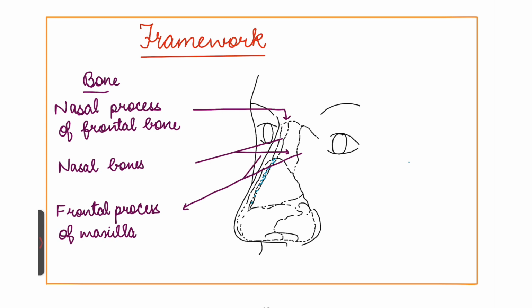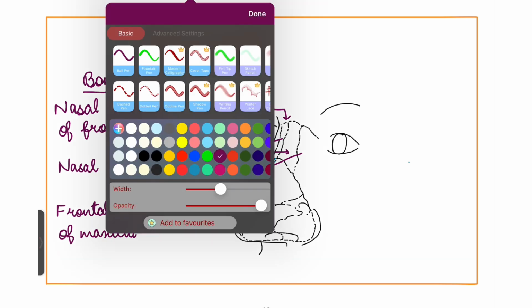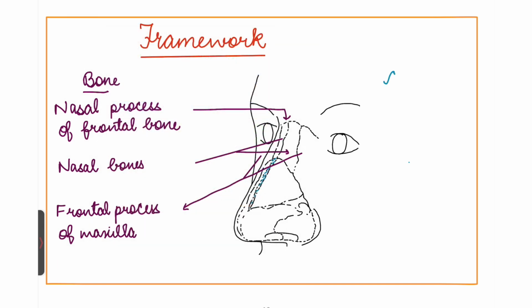So the bony framework consists of the nasal process of the frontal bone, nasal bones one on each side, and the frontal process of maxilla one on each side. Then we will look at the cartilages.